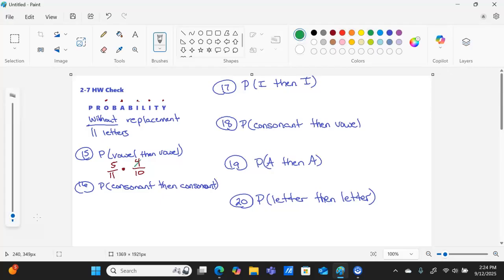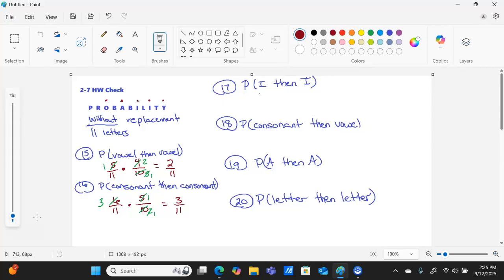Showing my reduction there, I can reduce that, and then I can also do 5 into 5. And so I will end up with 2 out of 11. A consonant: 6 out of the 11 are consonants. When I pull again, there's only 5 consonants left and 10 cards left. That will reduce to 1/2. And then this 2 will go into the 6 3 times. So I'm reducing those fractions, and I end up with 3 over 11.